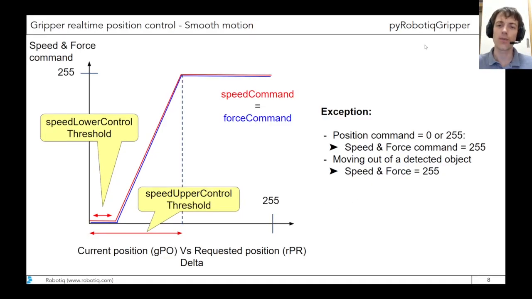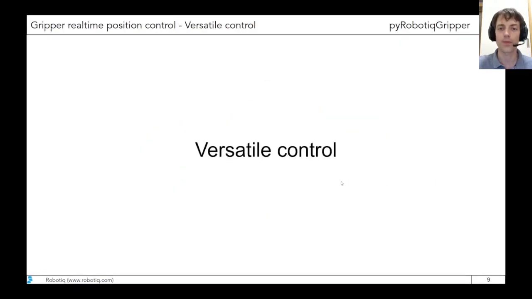The lower control threshold and the upper control threshold are parameters of the function, so you can change that. There are some exceptions for this speed and force control. If the position command is 0 or 255, the speed and the force will be 255, so the maximum. Also, if we move out of an object detection, so if we ask for a release, we will also use maximum speed and maximum force. So that's for the control.